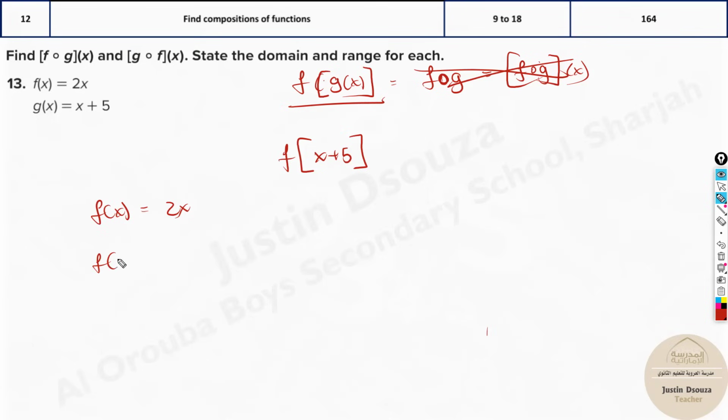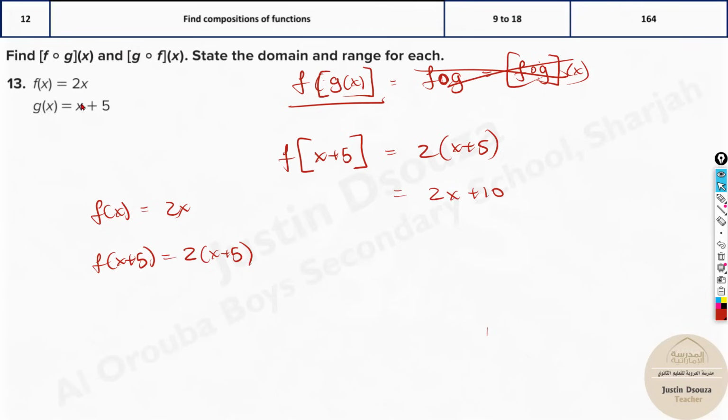But now what do I have? Instead of x, I have x plus 5. So 2 will remain. This x changes from x to x plus 5. That's it. So here this is basically 2 times, not x, x plus 5. Now multiply this 2 inside, it will be 2x plus 10. That is your final answer.